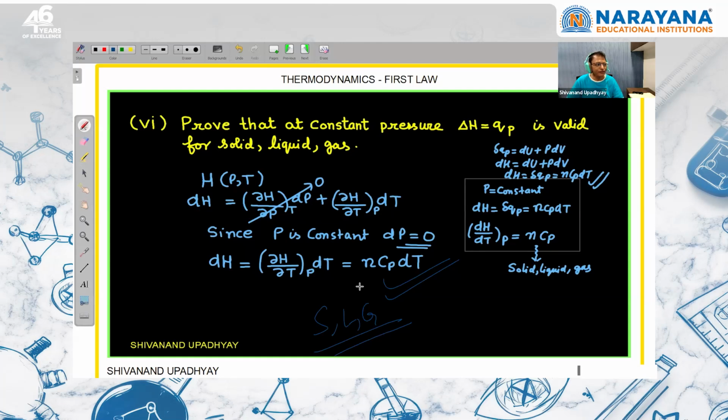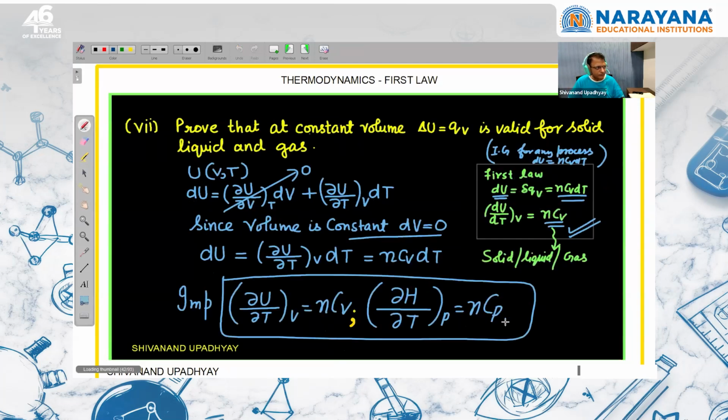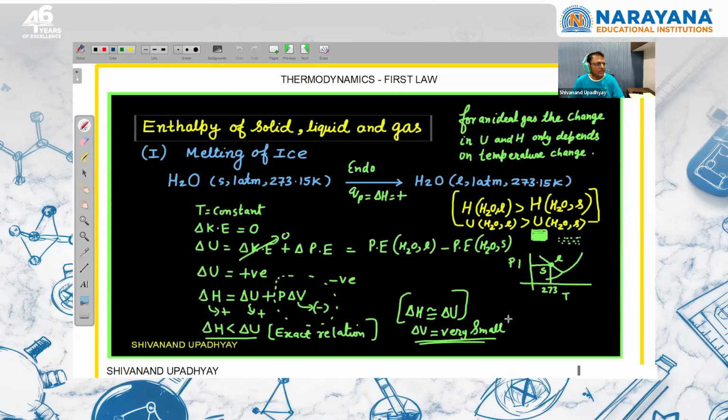We have proved that for a process in which pressure is constant, the change in enthalpy is equal to nCp dT. But for an ideal gas, it is not necessary that pressure is constant. For an ideal gas, whether isobaric, isochoric, isothermal, any process, dH is always nCp dT. So that is the difference between solid, liquid, gas and an ideal gas. These things are there, you can go through them.